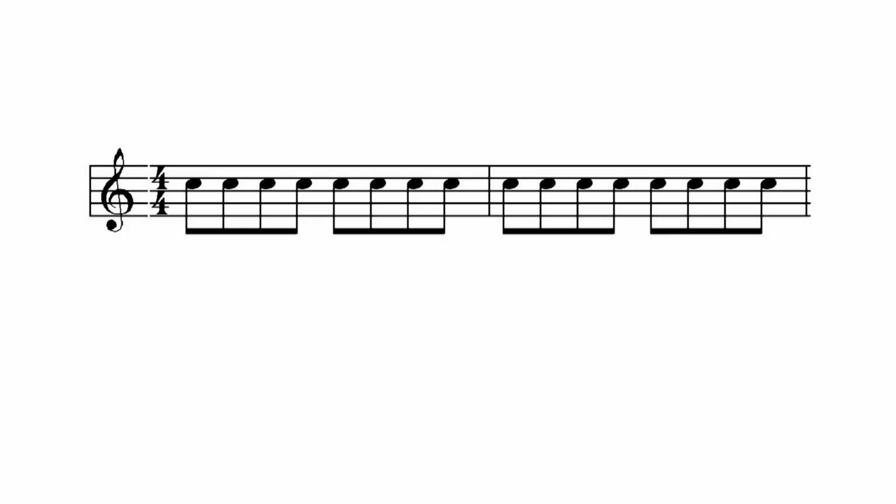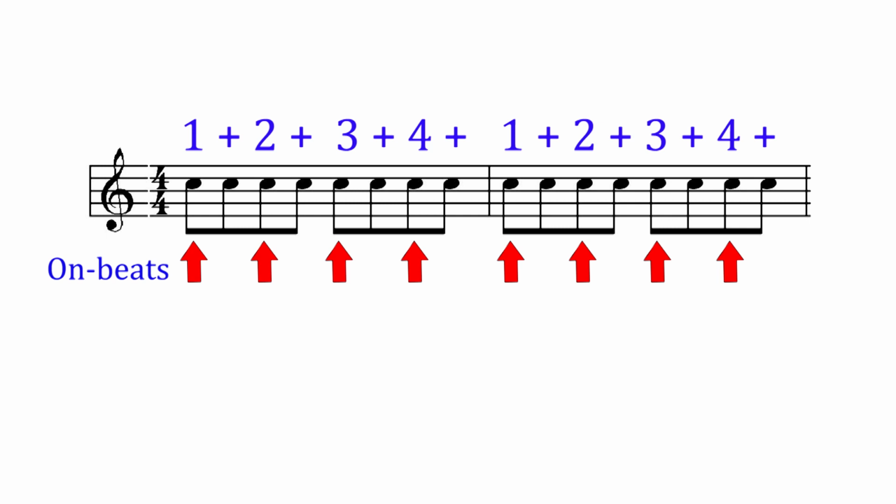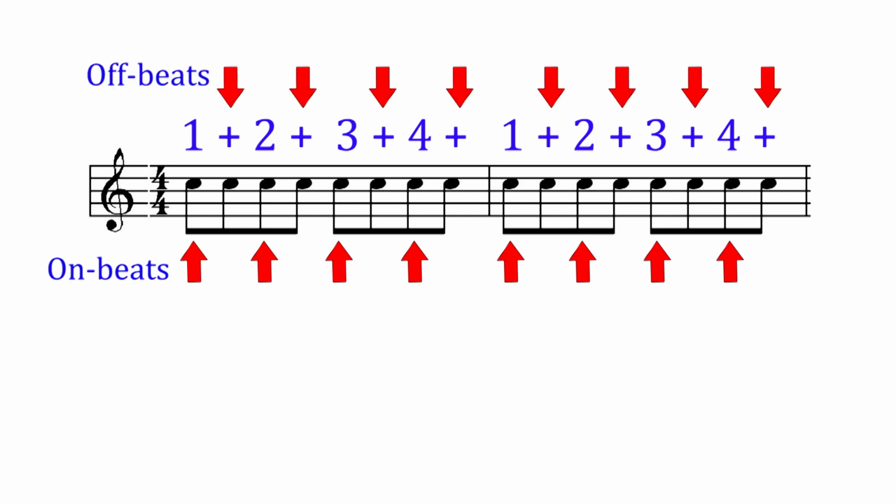So let's look at a series of eighth notes. If you have a series of eighth notes, then some of these notes will fall on the on beats while some will fall on the off beats. The off beats, or upbeats as they are sometimes called, are on the "and" if counting.